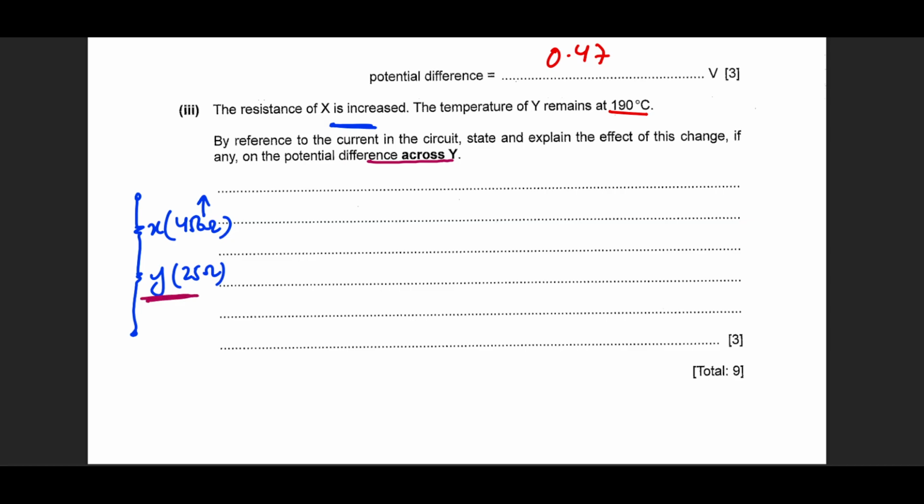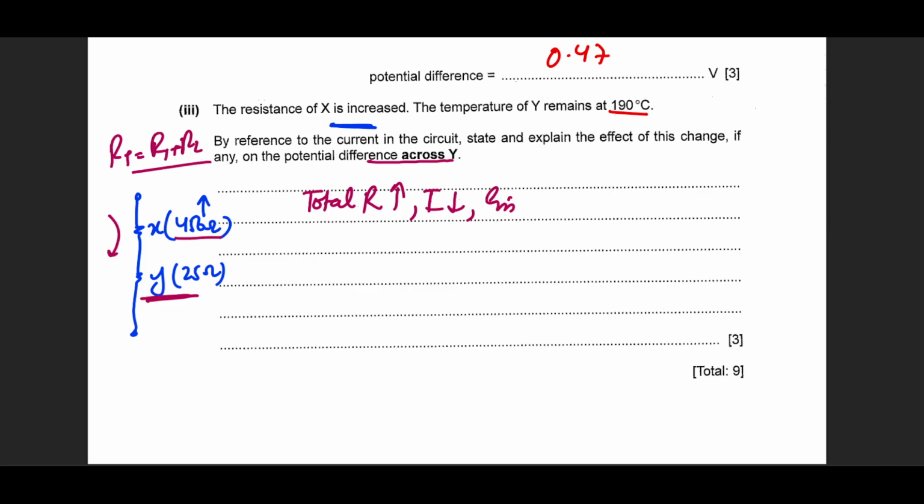No problem. First, you need to tell him what happens to the current. So the total resistance increases, because if you increase this one, then the total resistance is simply the addition of R1 plus R2 for a series circuit. Both resistors get added together. The total resistance increases and the current decreases. The current in the circuit decreases, right?